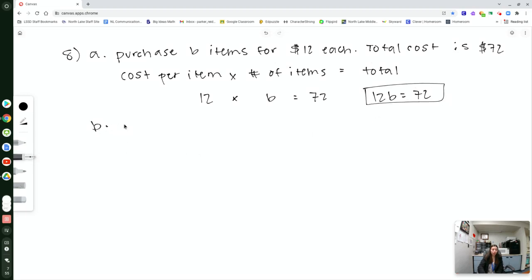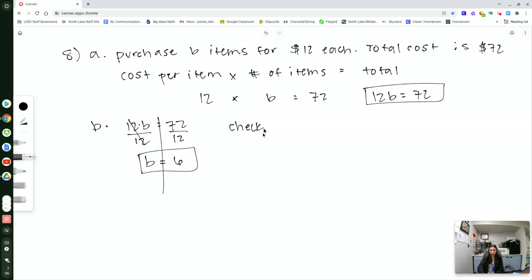Now part B is where it says go ahead and solve this equation. So I'm going to take that equation, 12B equals 72, draw my line through my equal sign. 12B means 12 times B, and I don't want to know what that equals. I want to know what B equals. So how do I undo times 12? I do the opposite. I divide by 12. Times 12 divided by 12 undo each other, leaving only B left over. But whatever I do to one side, I'm going to have to do to the other. 72 divided by 12 is going to be 6. B equals 6. You purchased 6 items.